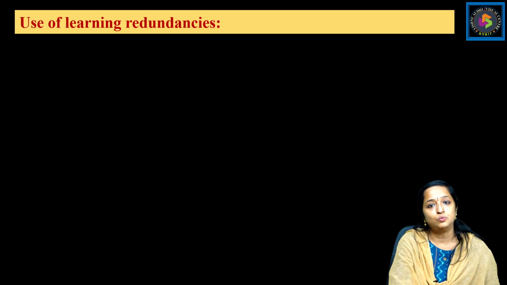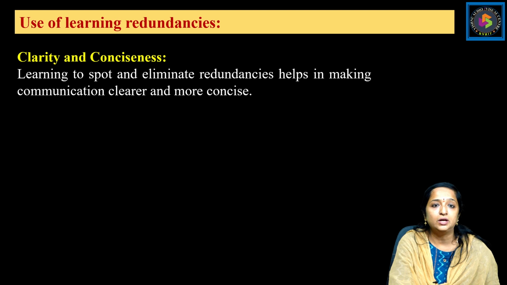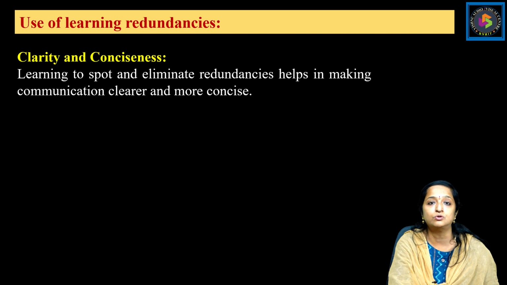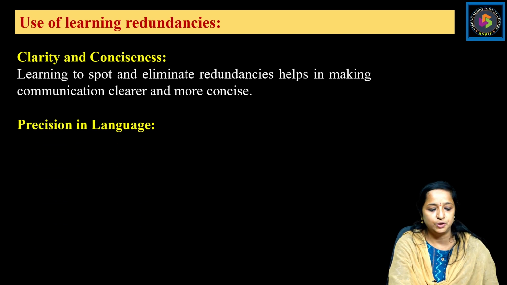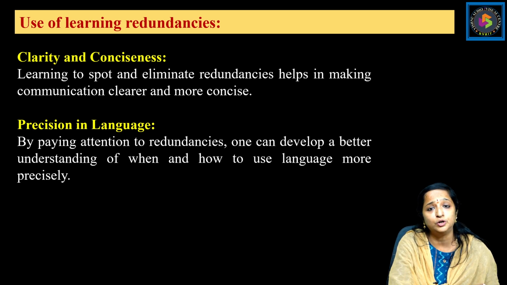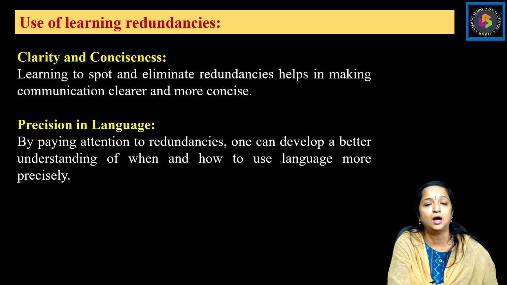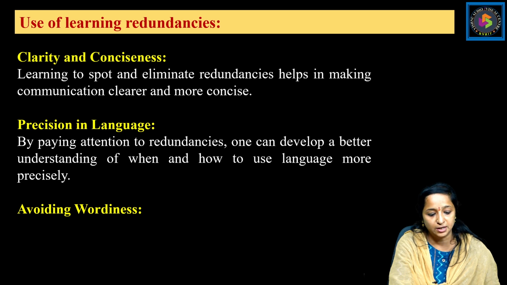Next. Now let us go through eight aspects which reflect the use of learning redundancies. The first one is clarity and conciseness. Learning to spot and eliminate redundancies helps in making communication clearer and more concise. Then second use is precision in language. Redundancies often stem from colloquial usage or habit rather than a conscious choice. So by paying attention to redundancies, one can develop a better understanding of when and how to use language more precisely.